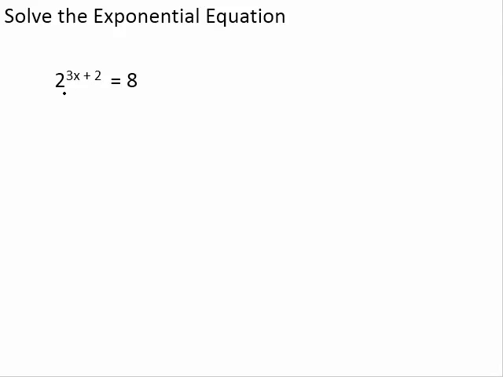Again, we have an exponential on one side and a number on the other. So we want to turn 8 into an exponential as well. So we want to turn 8 into 2 to some power. So to do this, we're going to take 8 and split it up into its factors. 8 is equal to 2 times 4, and 4 is equal to 2 times 2. So this means 8 is equal to 2 to the third power.